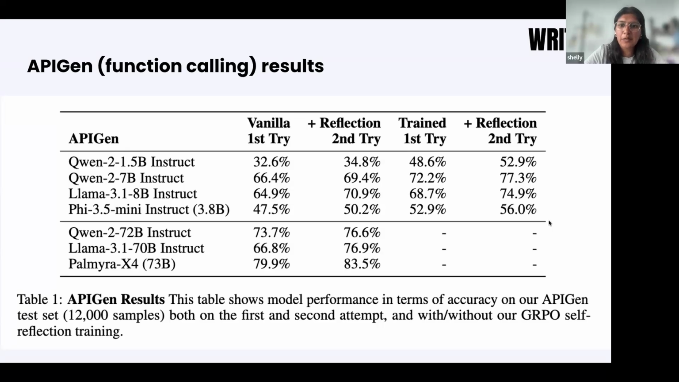So just to unravel this table a little bit more, because it's a lot of numbers. If we compare vanilla first try to trained first try, that's seeing how much better the model got at pass at 1 through this training process, right? So the first line, Qwen 2.5 1.5 billion goes from 32.6% on a first task try, and after training it's at 48.6%, right? So ignore the reflection second try columns, just look at the first and third column.